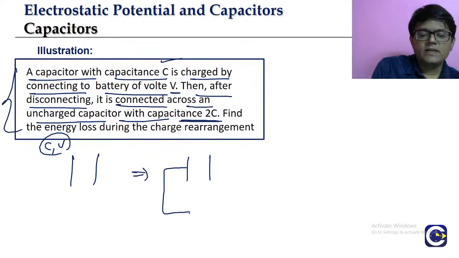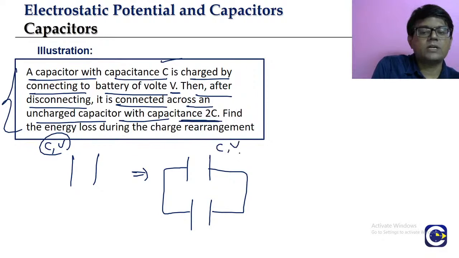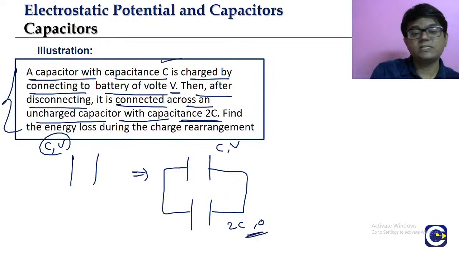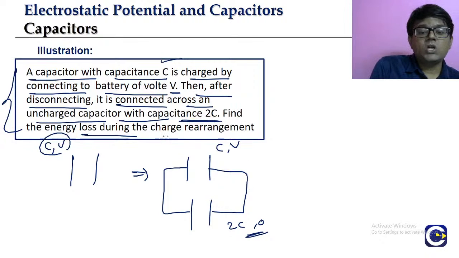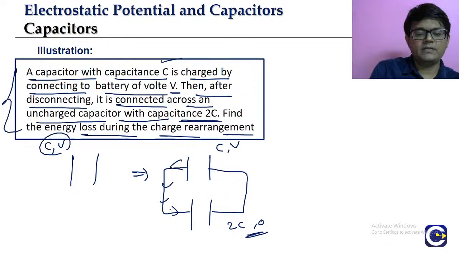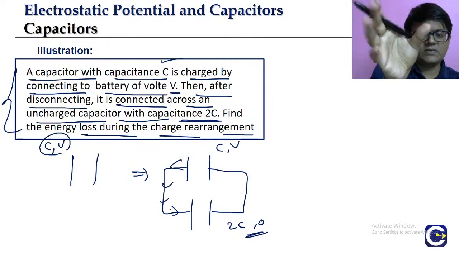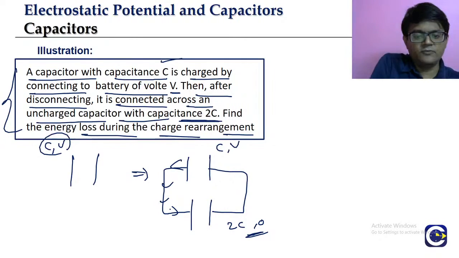Discharge pannittu we are connecting it across what? So this is capacitance C, initial voltage V. Capacitance 2C, initially uncharged, means potential 0. Find the energy loss during the charge rearrangement. What is going to happen from that capacitor 1? We will see some charge will flow to the capacitor 2. What they're asking is the energy loss during the charge rearrangement.